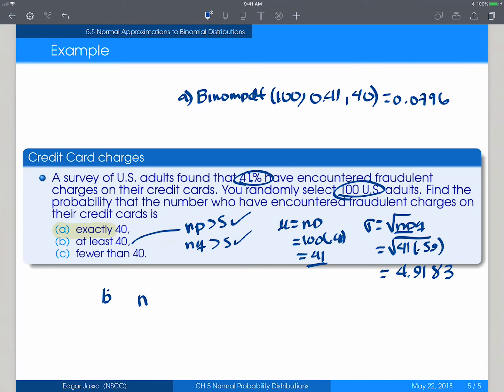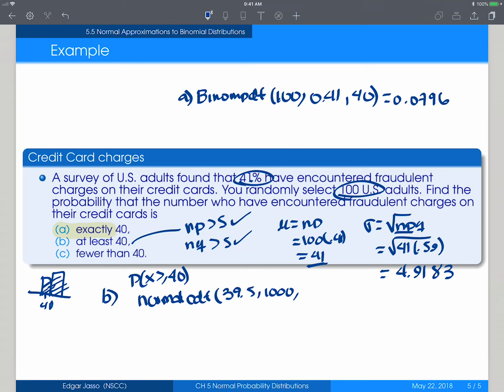So what I need to do for part B is normal CDF under the normal curve, at least 40. I'm finding the probability that X is greater than or equal to 40, right? It says at least 40. That means I want to include the 40, so I'm going to the right of 40. If you want to see visually what's going on, the 40 is right here. You want to include the 40, so you really have to go 0.5 to the left and include it. So I'm doing from 39.5 to a big number.